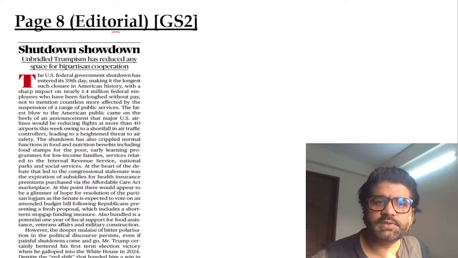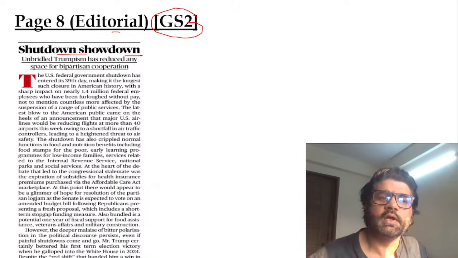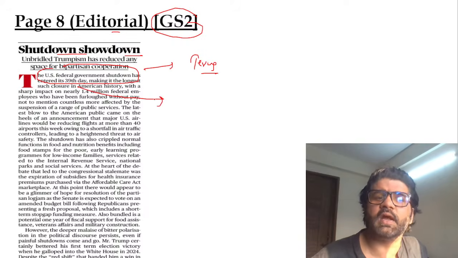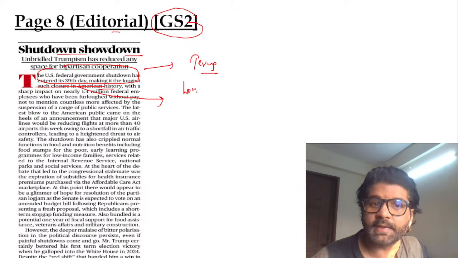Page 8, editorial GS2, "Shutdown, showdown." So in the US, a federal government shutdown has happened. We have to understand these terms, you know. You may have read this: it has entered the 39th day, the longest such closure in American history. Anything longest, largest, first, they're very important.